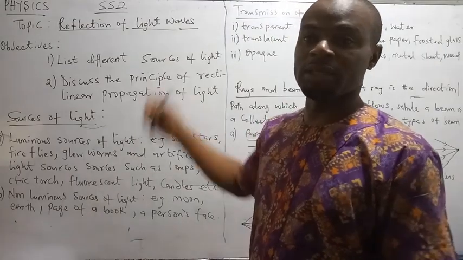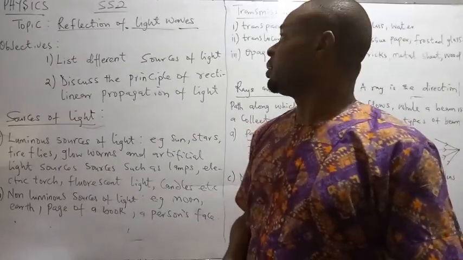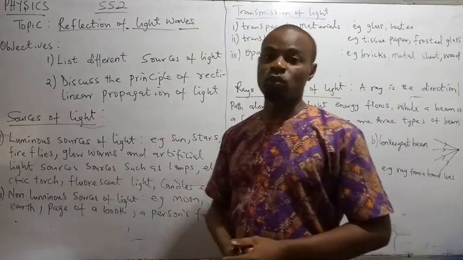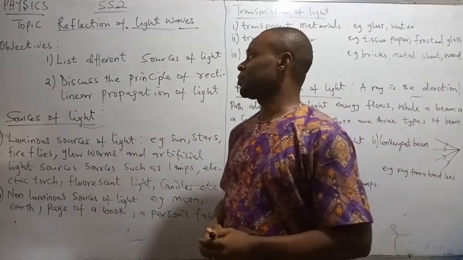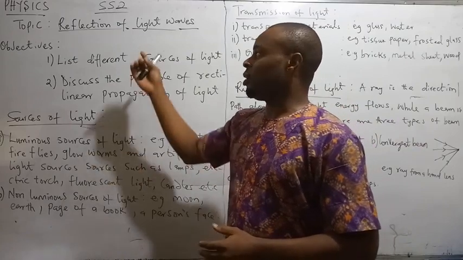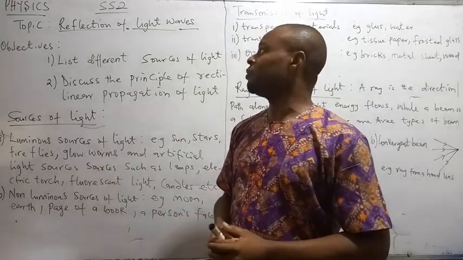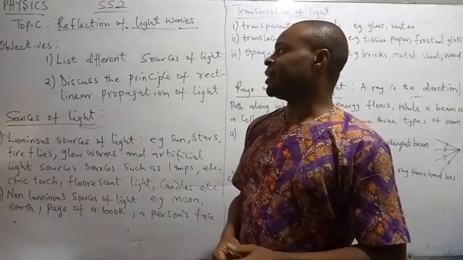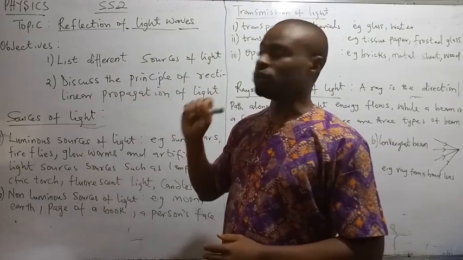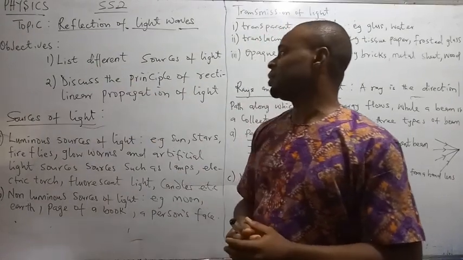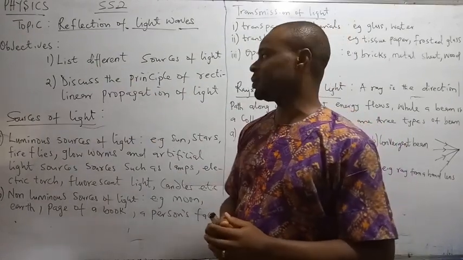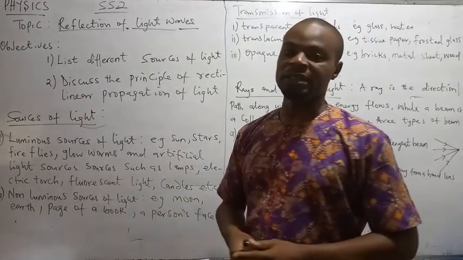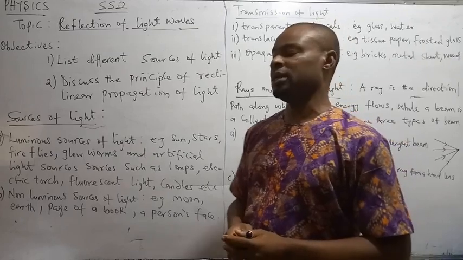Today I'm going to be taking you, students in SS2, through the topic: reflection of light waves. On the board we have the objectives of this lesson. At the end of this lesson the students should be able to, number one, list different sources of light, and number two, discuss the principle of rectilinear propagation of light.